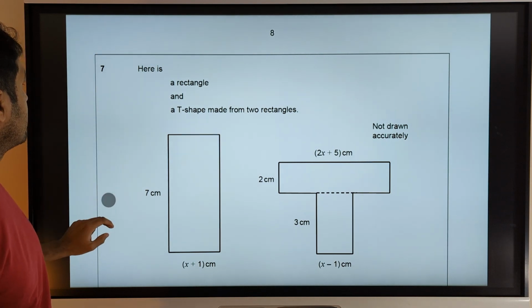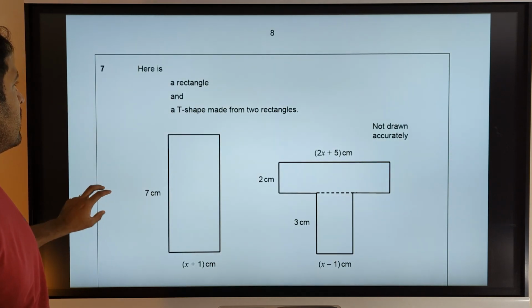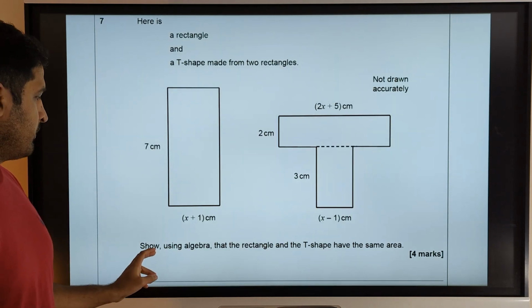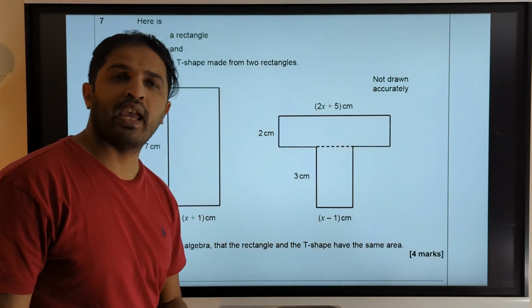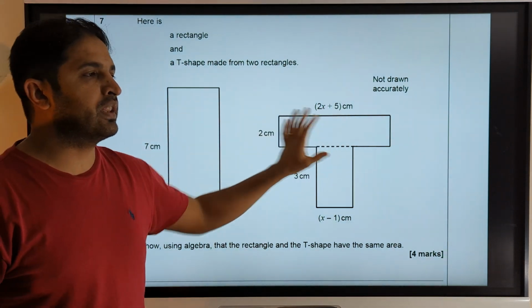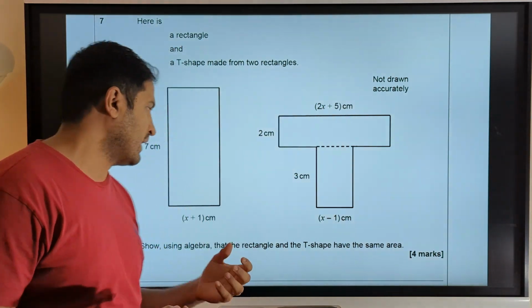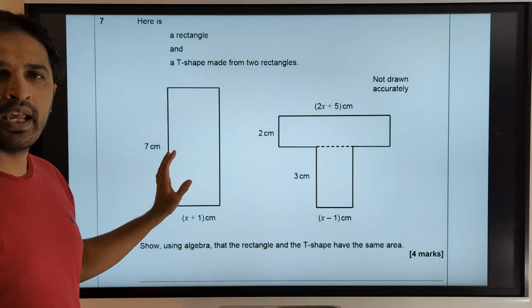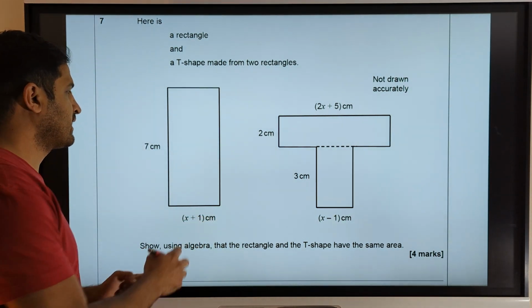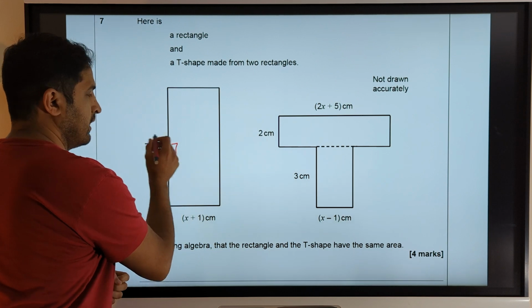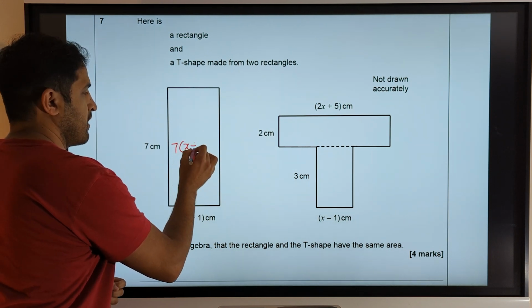Question 7. Show using algebra that the rectangle and the T-shape have the same area. So we want to show that these two have exactly the same area. Work out the area of the rectangle, using whatever numbers are given to us. We've been given the base as x plus 1, so we're multiplying 7 and x plus 1 together.